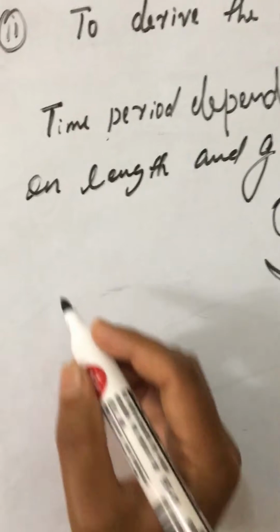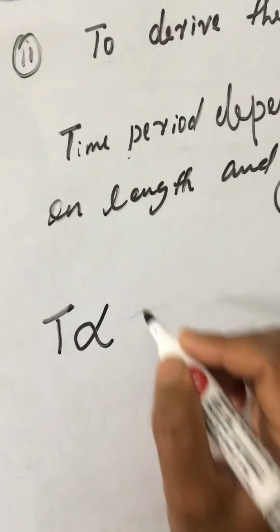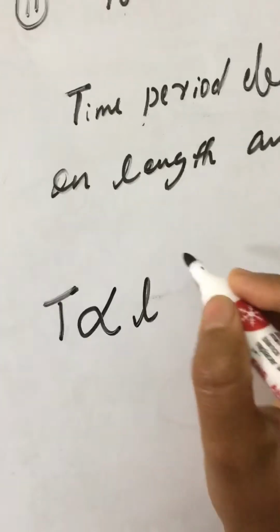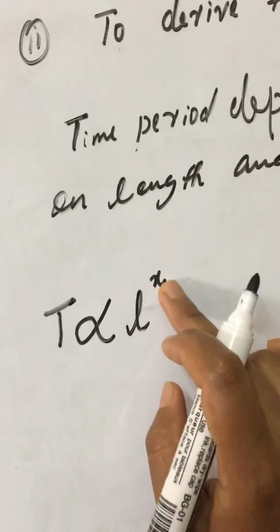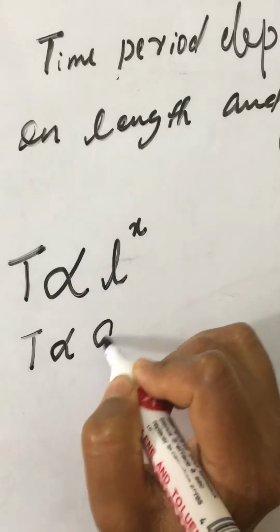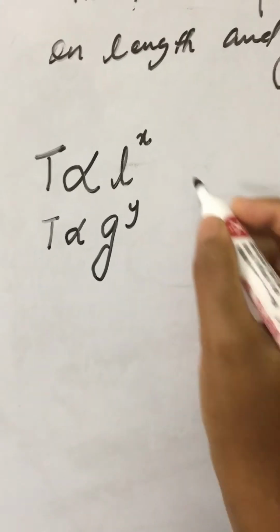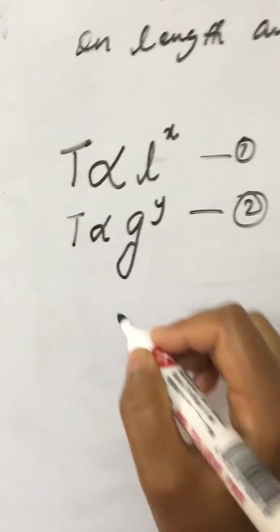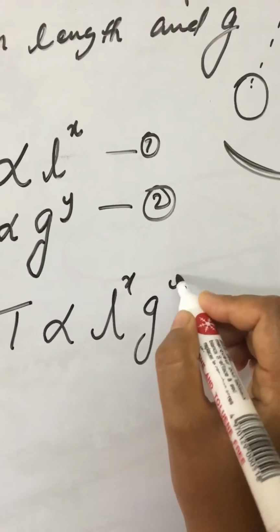Now in terms of physics, what can I write? Time period, denoted as T, depends on, which means proportional to, length. By what factor? We do not know it. I just write it as x. I do not know what x is. Square times or inverse times? We do not know. Similarly, the time period depends upon acceleration due to gravity, by what factor? Do not know. Now if we combine these two, we call this equation number 1. Both of them are proportional, so I can combine them. What we'll get is L^x g^y, right?